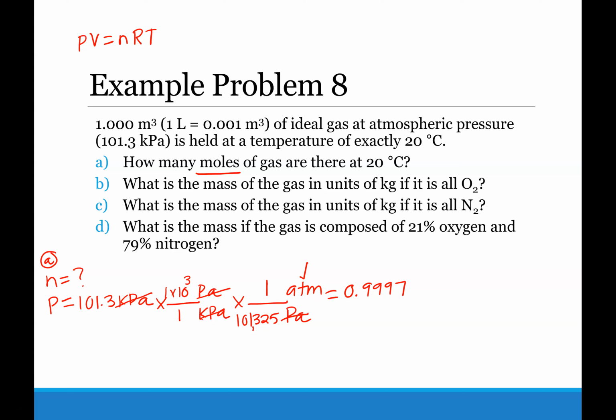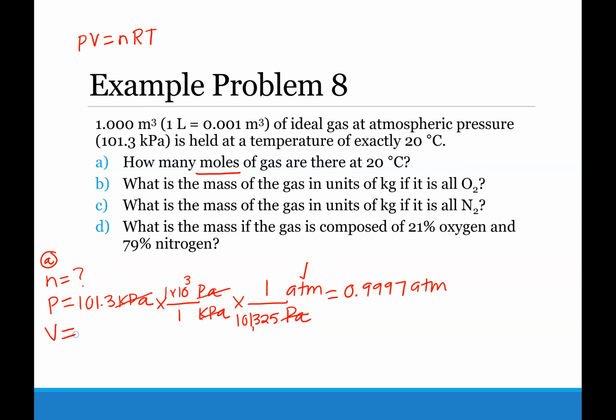I don't want to say 1 ATM because 1 ATM is the standard for conversions, and while that's really close to 1 ATM, it's not actually 1 ATM. So we'll keep it at 0.9997 ATM. So that's our P, that's our new P.